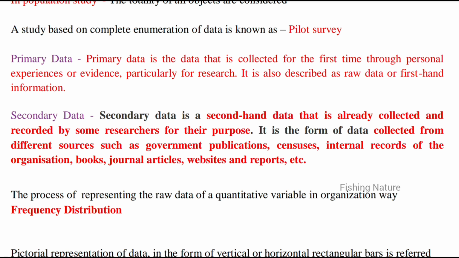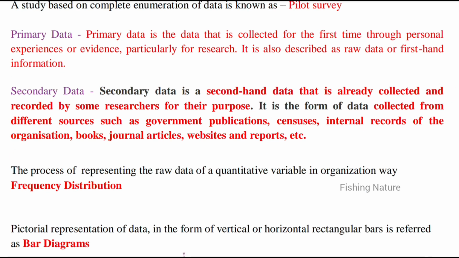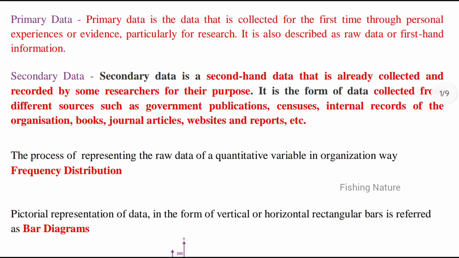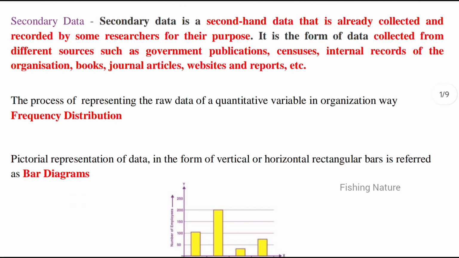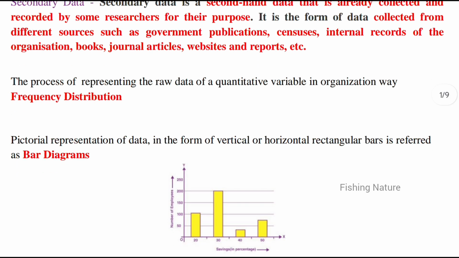Next, secondary data. Secondary data is second-hand data that is already collected and recorded in some researches, and for that purpose it is collected from different sources such as government publications, census, internal records of the organization, books, general articles, websites, reports, etc. The process of representing the raw data of a quantitative variable in an organized way is called frequency distribution.